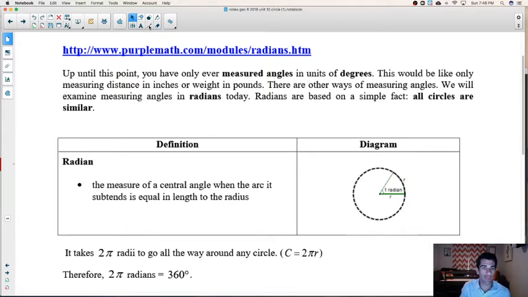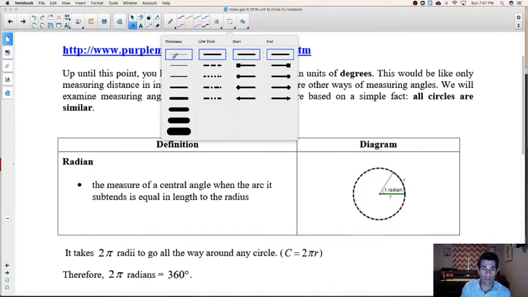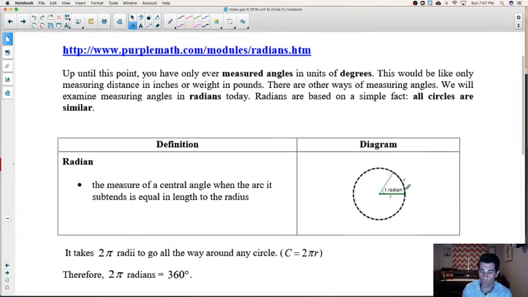So by definition, a radian is the measure of a central angle when the arc it subtends is equal in length to the radius. So what that comes down to is basically, here's a little picture where they're showing you a 1 radian. And then here's that arc that was created from that. Basically, in English, a radian is just another way to measure an angle.